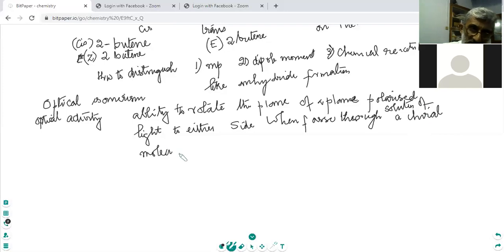So many things have to be defined now. What is meant by the plane of plane polarized light? What is polarized light? What is plane polarized light? That is one thing we have to explain. And then we have to explain what is meant by a chiral molecule. Now let us see what is plane polarized light.